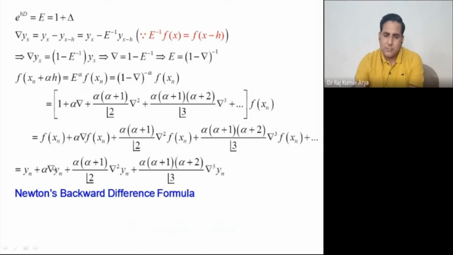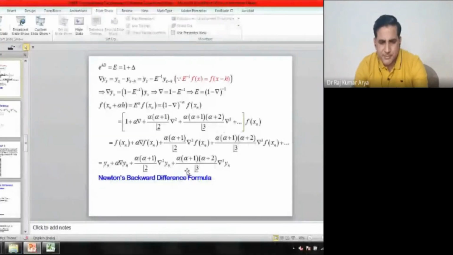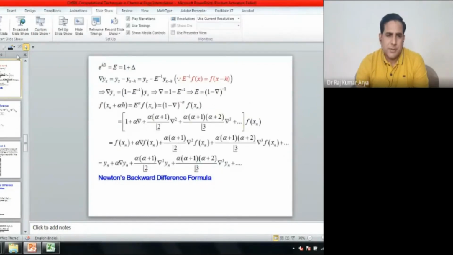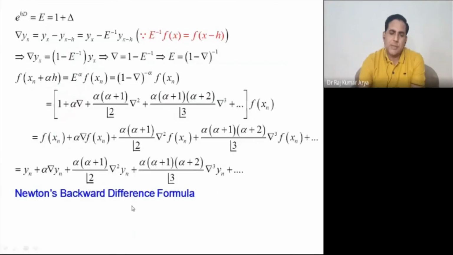So these values are from your backward difference table. Alpha would be calculated from your given data points. How far you are from your given interval size, that is your alpha. So this is, okay, here the terms are missing. Just wait. So this is your Newton's backward difference formula here.